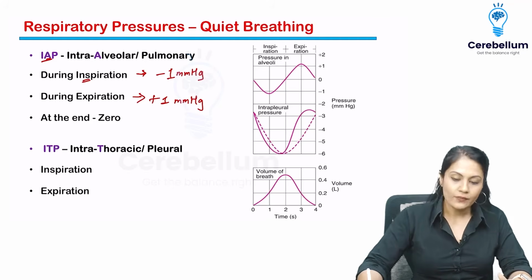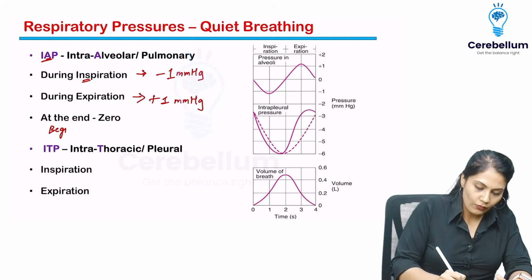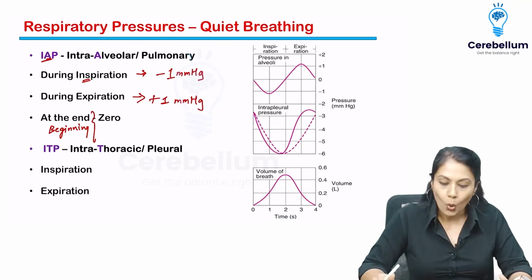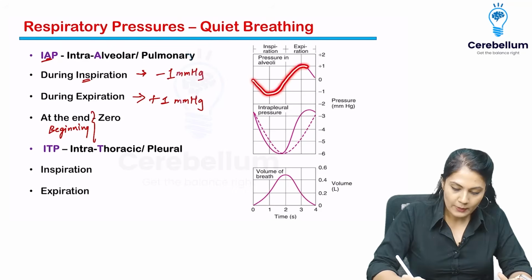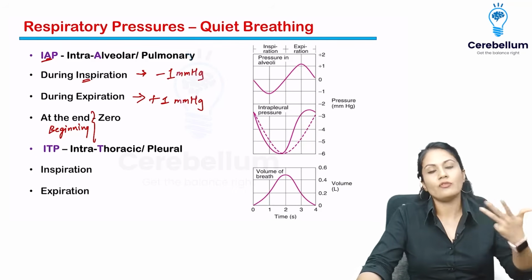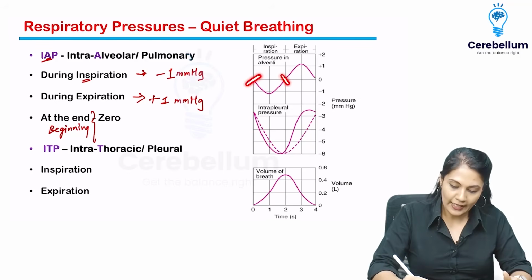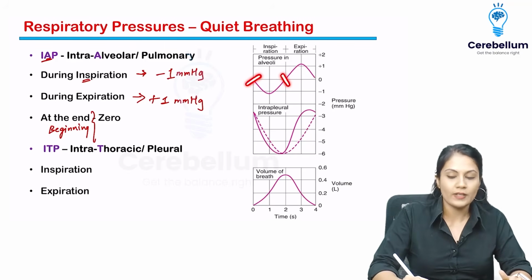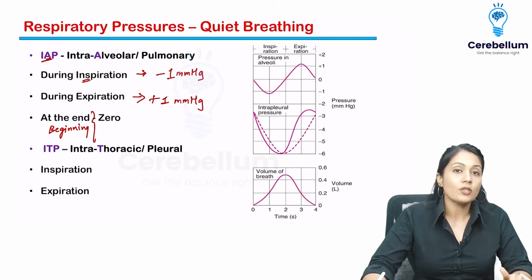Please remember, if they ask about the end or the beginning of any of the phases, the pressure is going to be 0. What I mean by that, see over here, this is the diagram of inspiration and expiration. That means intra-alveolar pressure. See over here, at the beginning of inspiration, at the end of inspiration, which is the beginning of expiration, and at the end of expiration, all the pressures are going to be 0, 0, 0.